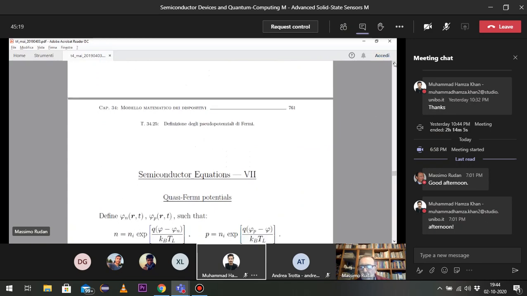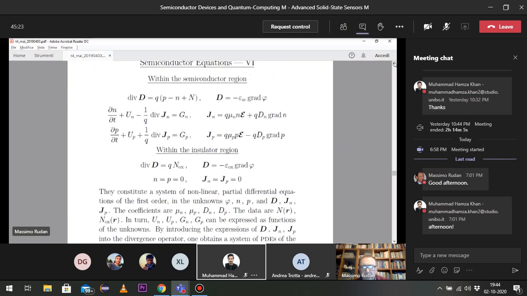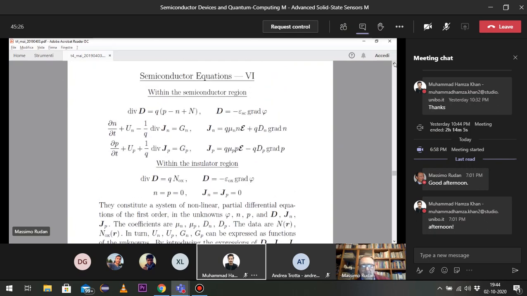Before we continue, we spend a few more minutes on the transport equations, because you can observe that the transport equations, those that provide the current densities, are of the so-called binomial form. So they have two terms. They are made of the sum of two terms, the drift and diffusion term, okay?